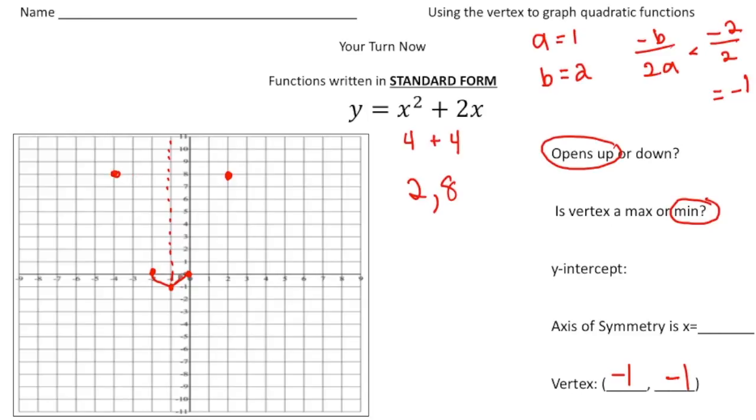And now we can continue the function just like this, right through that point, and then also through this point. All right, so our line of symmetry on this one is going to be at x equals negative 1, and our y-intercept is at 0, 0. And there it is. All right, how'd you do?